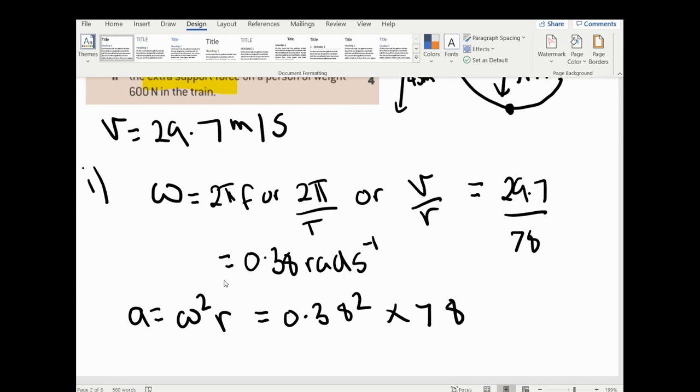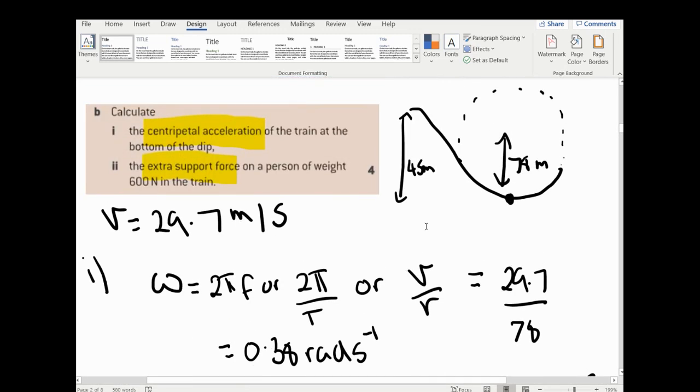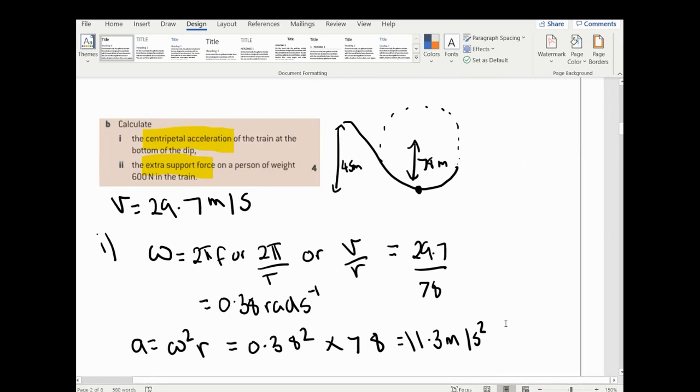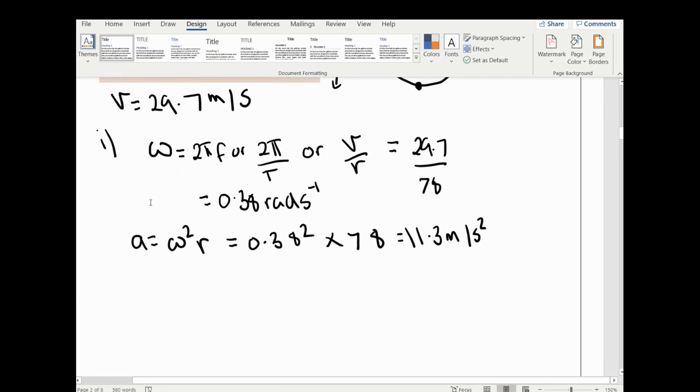It's going to be 11.3 meters per second squared. So again, this is just me finding omega. I'm just going to zoom this out a little bit so you can see the whole question. So I find omega, and then I use it to find the centripetal acceleration. Now, question b(ii), what is the extra support force?